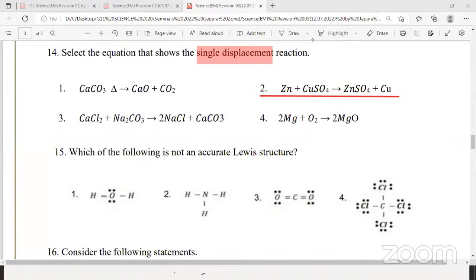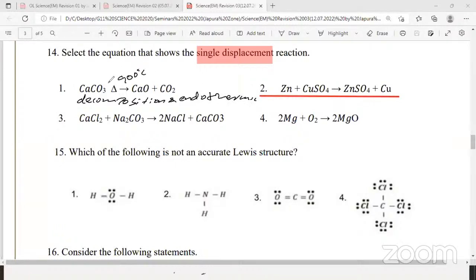Otherwise, other students, write: if you marked the first one, that is a decomposition reaction. According to grade 10 chemistry, this is a decomposition reaction, but according to grade 11 chemistry, this is an endothermic reaction. So please write everyone: this is a decomposition reaction as well as an endothermic reaction. Endothermic. Heat is absorbed because this reaction occurs at about 900 degrees Celsius.